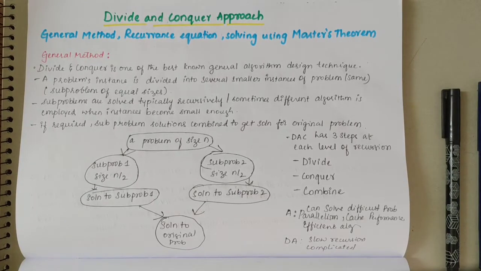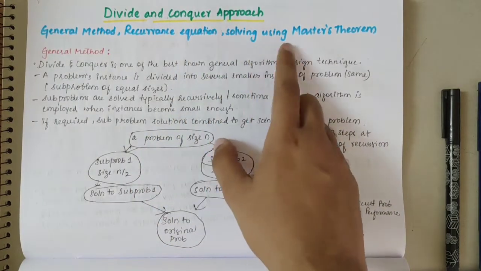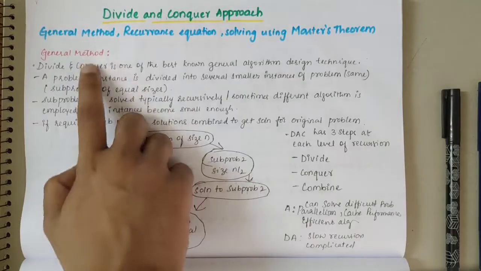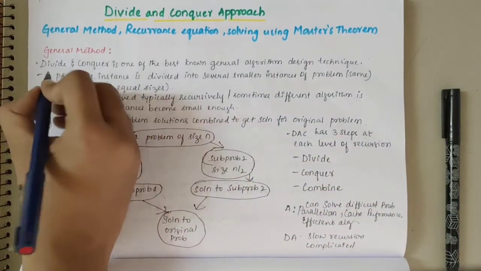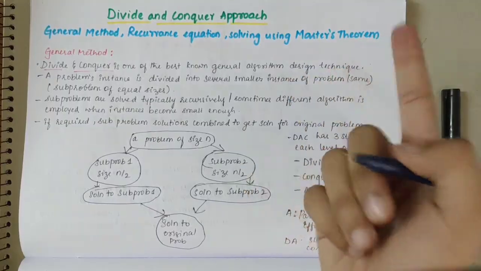In this video, we'll be discussing the divide and conquer approach. In that, we'll be discussing the general method, the recurrence equation, and solving using Master's theorem. Starting from the general method, divide and conquer is one of the best known general algorithm design techniques.